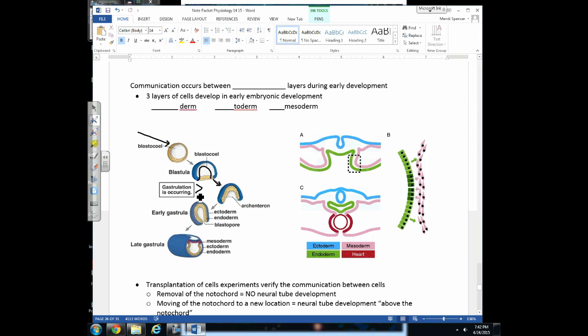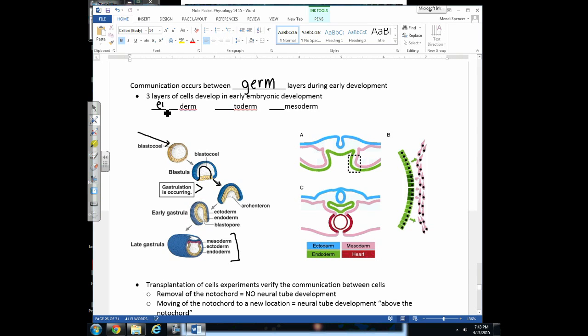But what I'm trying to point out is that in early development, we get the formation of these three main types of tissues: the mesoderm, the ectoderm, and the endoderm. This is what we mean by germ layers. The cells of these germ layers are in contact with one another. They're releasing chemicals that affect one another, and that's going to cause the cells in these germ layers to differentiate into different tissues of the body.